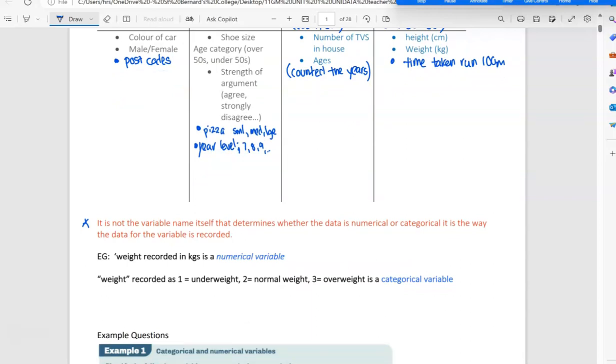In the first survey, we went round and we recorded everyone's weight in kilograms. So that would be numerical because you measured it. Yeah? We measured everyone individually.